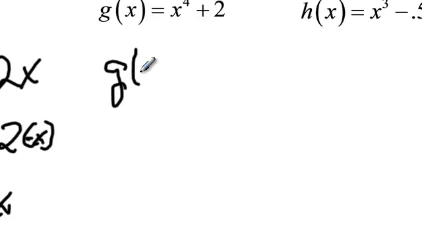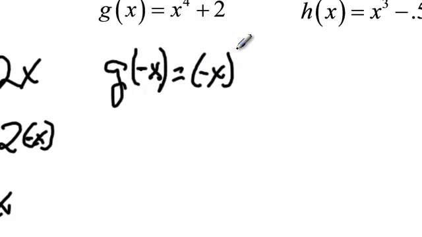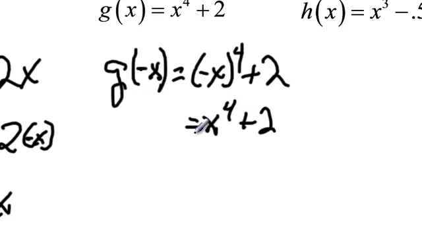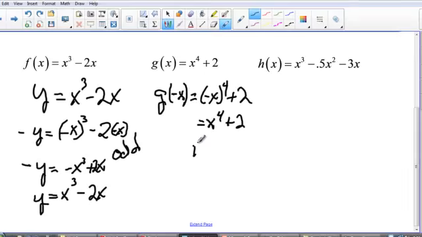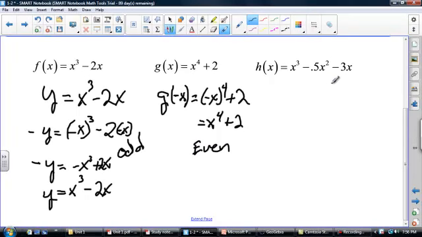So g of negative x equals (negative x) to the fourth plus 4. Negative x times negative x times negative x times negative x gives me x to the fourth plus 4. Did I start and end with the same thing? Yes, I did. Therefore, this must be symmetric around the y-axis, and therefore it is an even function. So the first was an odd function, this is an even function, and now let's check this one. I bet you guys are thinking it's going to be neither. Guess what? You're right. But let's show it.